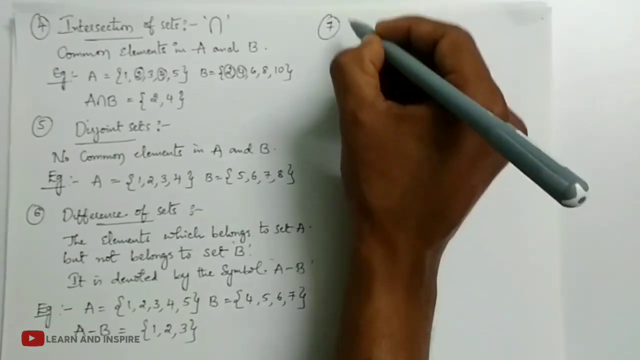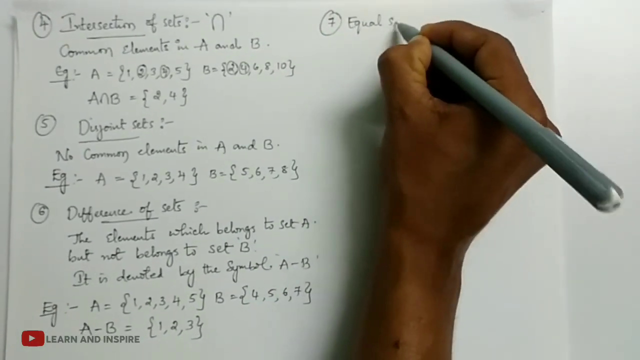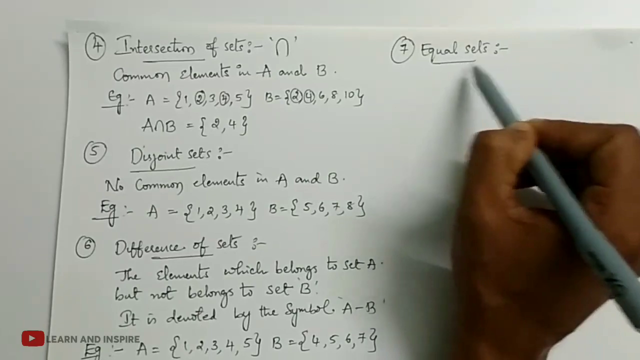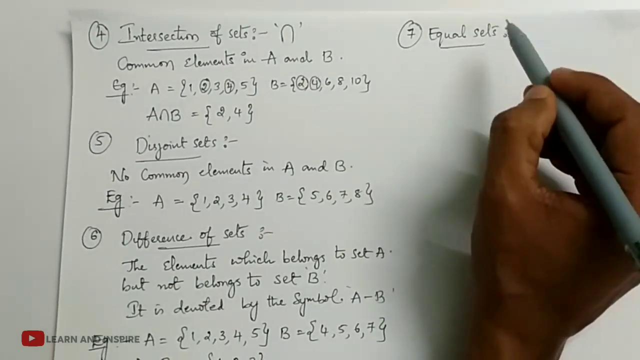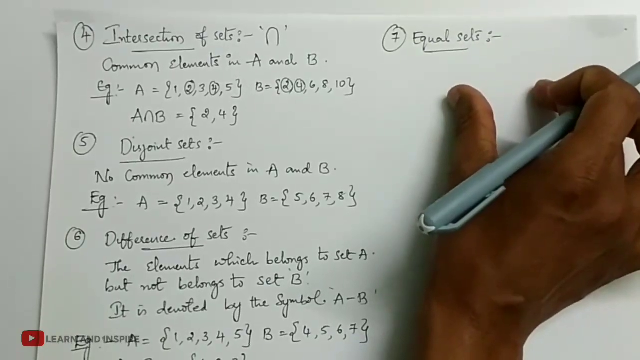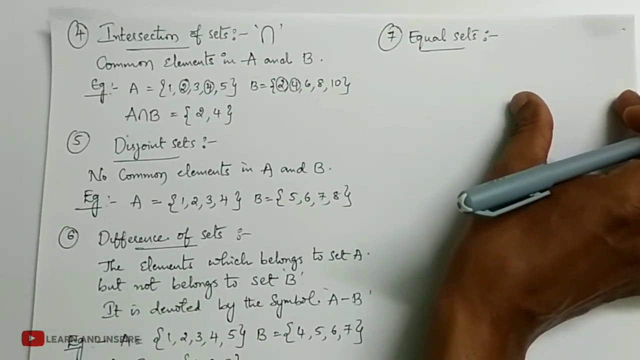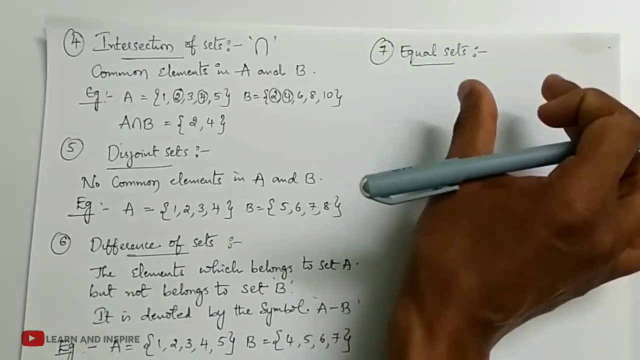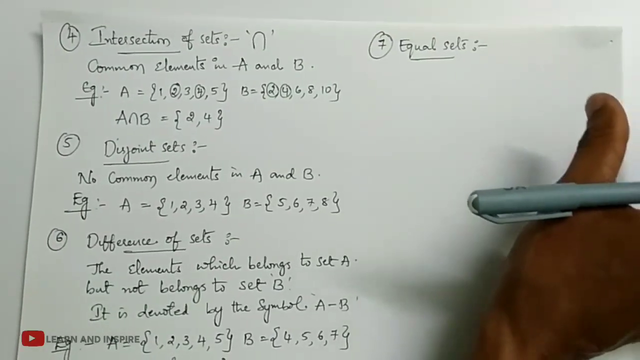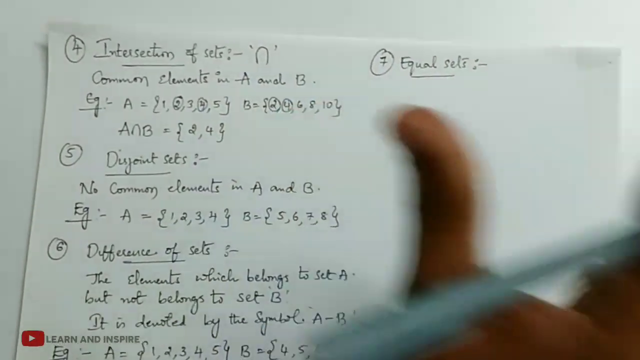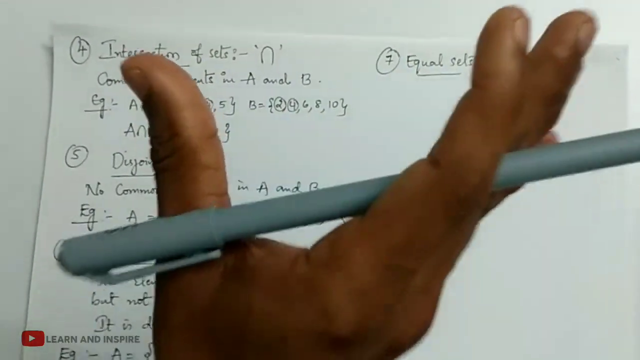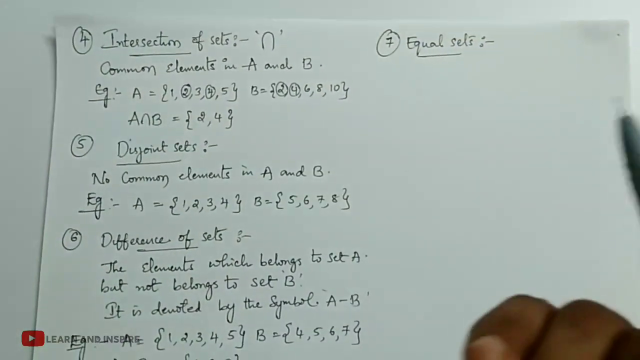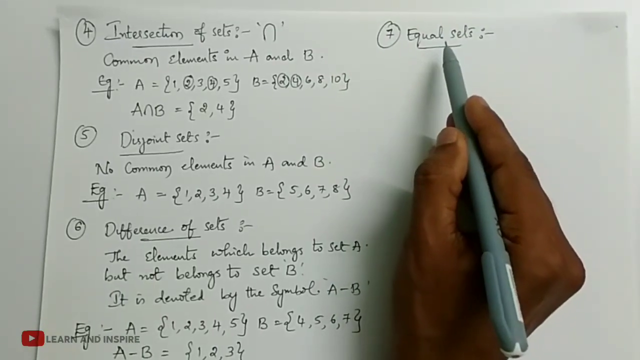Next type of set is equal sets. So what are equal sets? If every element in A belongs to B and every element in B belongs to A, that means the elements which are in set A are also in set B. The elements which are in set B are also in set A, that means all the elements are in set A and set B. Then we can say that they are equal sets.